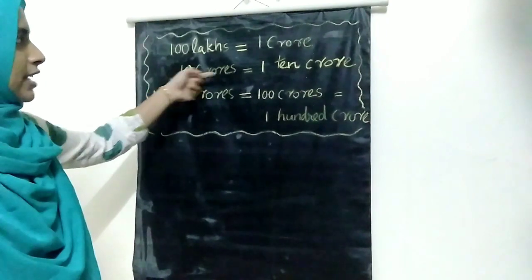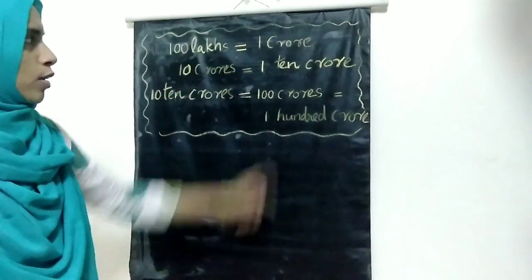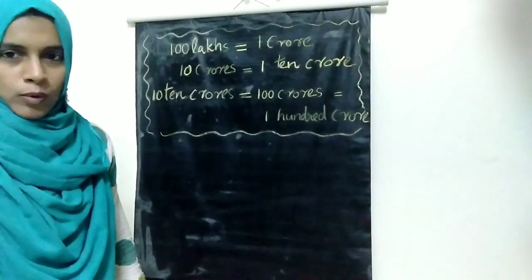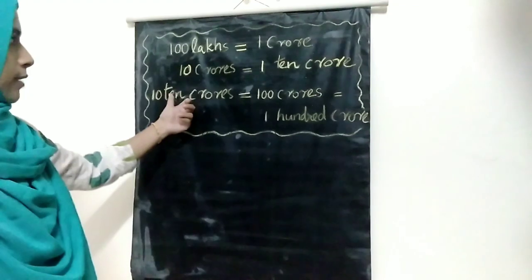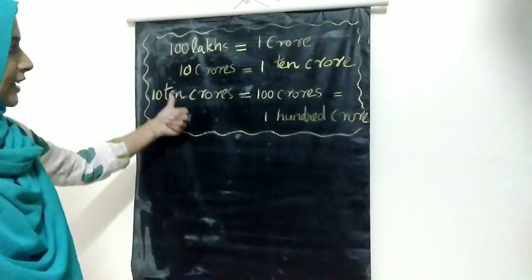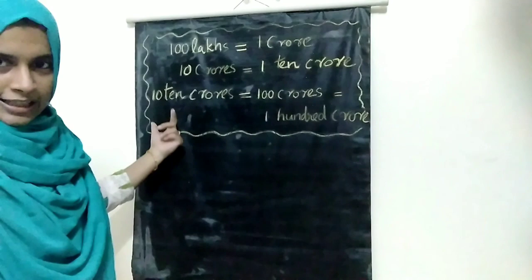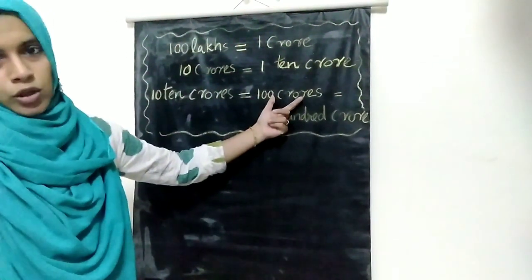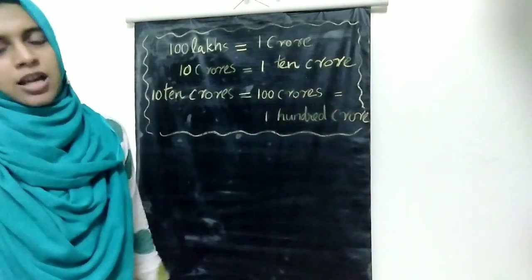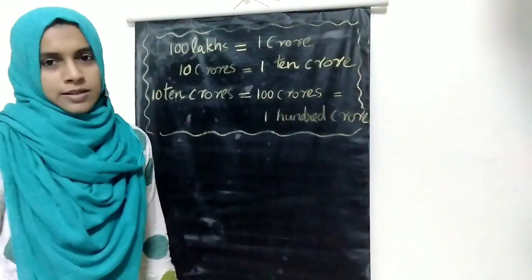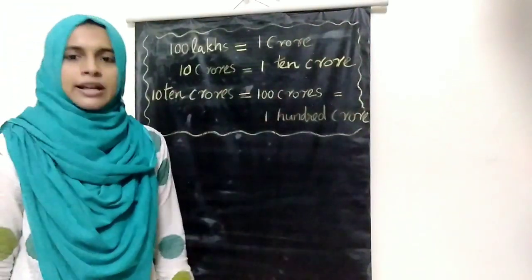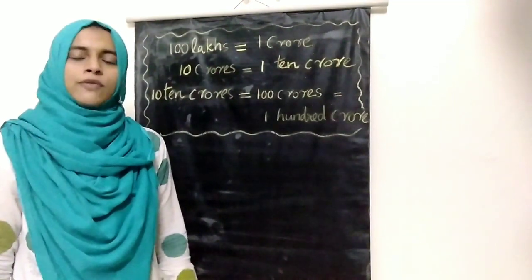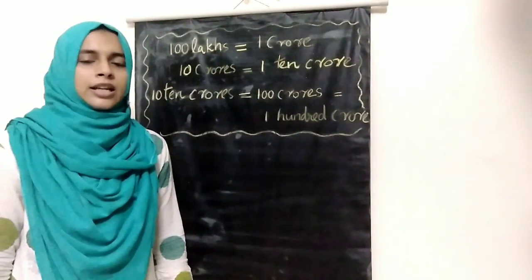Next one, 10 crore is equal to 10 crore. Then 10 crores is equal to 100 crores. So this also, below the note, you can write it. After that we can move to the place value chart of crores and 10 crores.